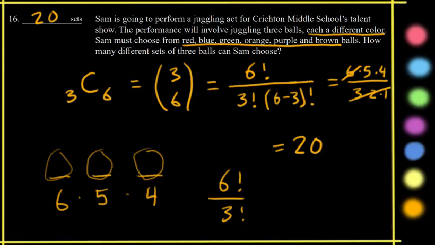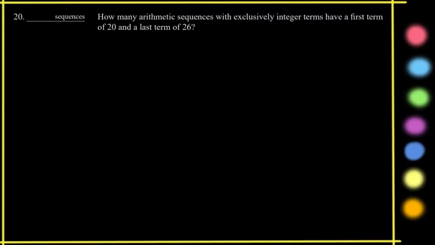All right, number 20 was the next one that more than half of you missed. And it says, how many arithmetic sequences with exclusively integer terms have a first term of 20? Okay, so the first term is 20, and a last term of 26. Okay, so the most important thing here is to know what an arithmetic sequence is.